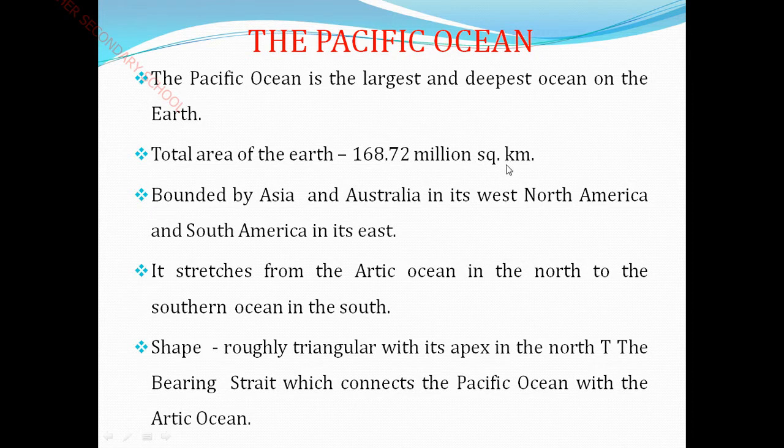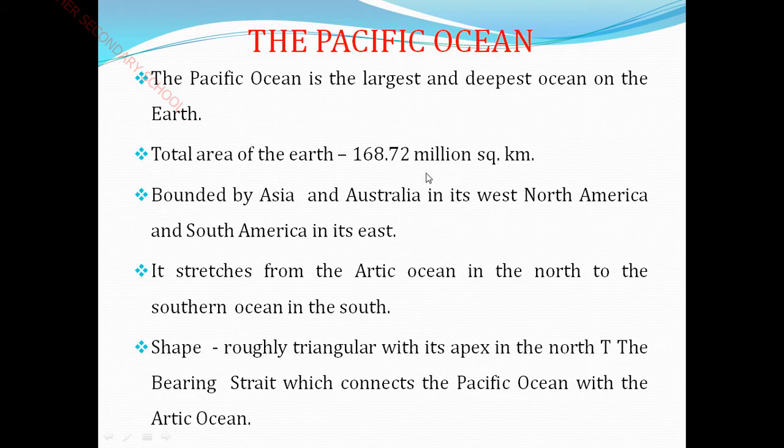And now see here, the total area of the earth is about 168.72 million square kilometers. Okay, what does million mean? As a word, it means a very large amount. But mathematically, your maths tutor has already taught you about million in the Indian system and the international system. Here I am giving a brief note. In the international system, 1,000 thousands is known as 1 million.